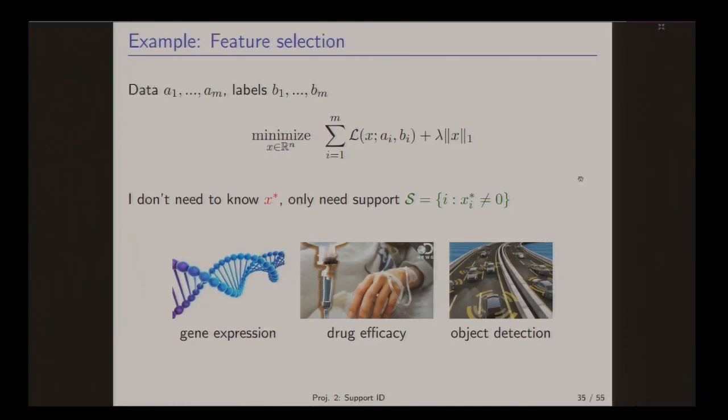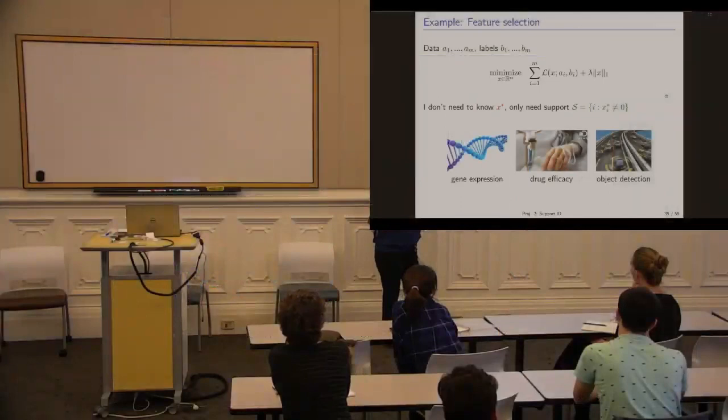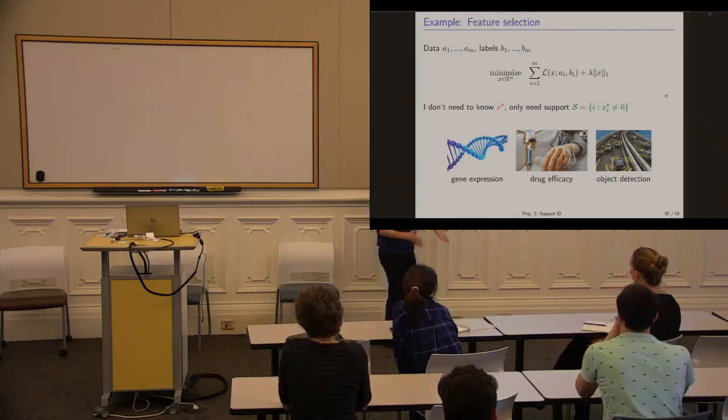So why would we want to do that? Maybe in gene expression, I just want to know which genes are responsible for some kind of expression. I want to know what genes cause breast cancer. I don't really care how strong they are, I just want to know which ones they are. Or drug efficacy: I want to know what drugs to look into to prevent some disease. I want a very small number of drugs, I don't want a huge cocktail. But at this point, maybe I don't want to know their levels.